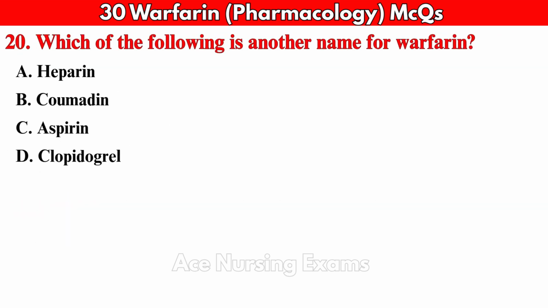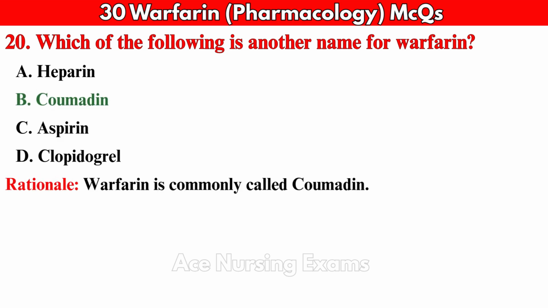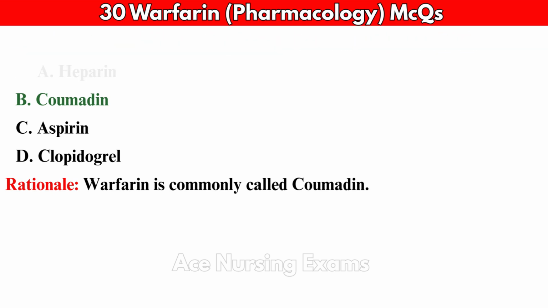Which of the following is another name for warfarin? A. Heparin. B. Coumadin. C. Aspirin. Or D. Clopidogrel. Correct answer, B. Coumadin. Warfarin is commonly called Coumadin.